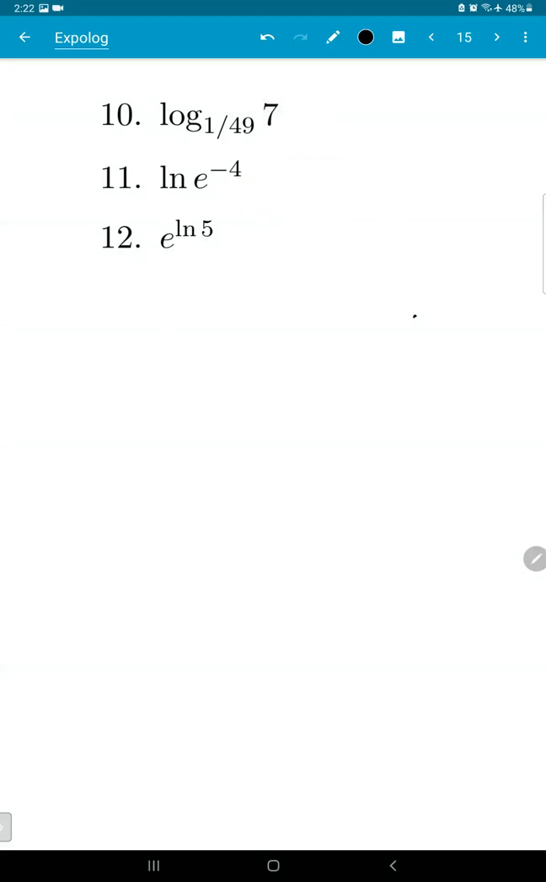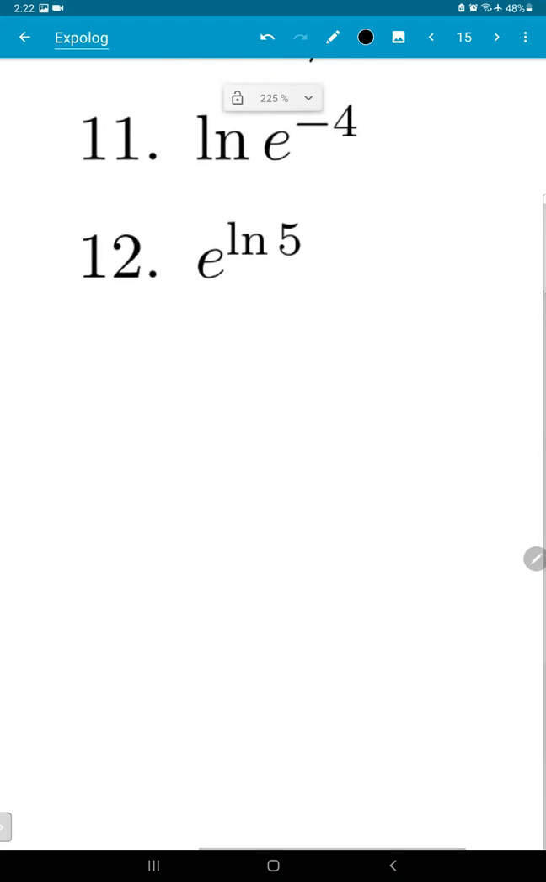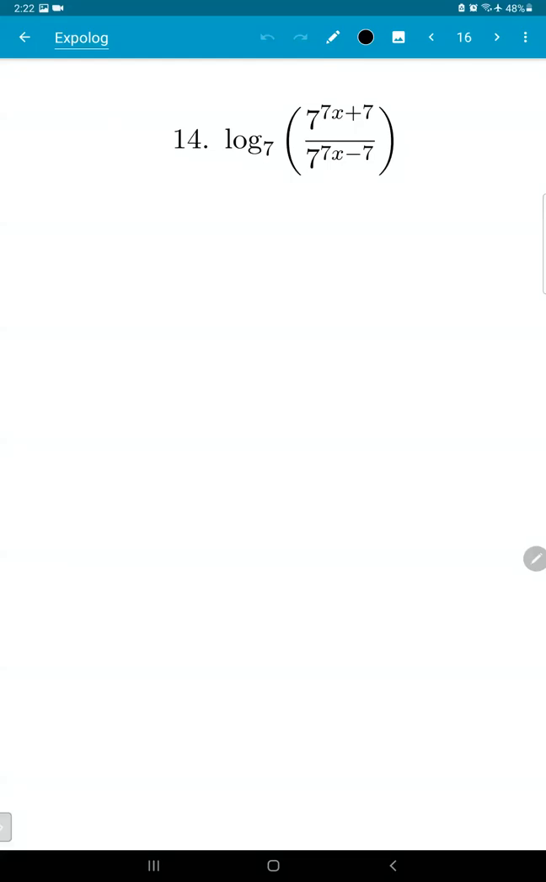And how about number 12 here? What is e to the ln 5? I have just discussed that. What is e to the ln 5? 5. Okay, simplify that one.